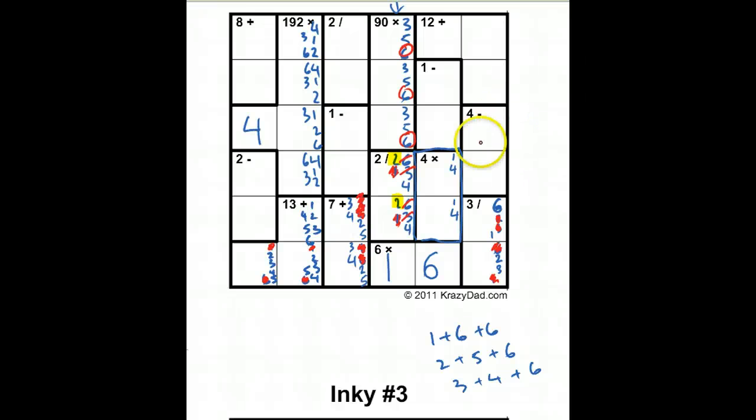Okay, that didn't help me too much, but it might help me later on. I think this cage over here might also be very simple to do. How can I get to 4 using my digits? I can go 6 minus 2, or I can have 5 minus 1. Those are the only options there.